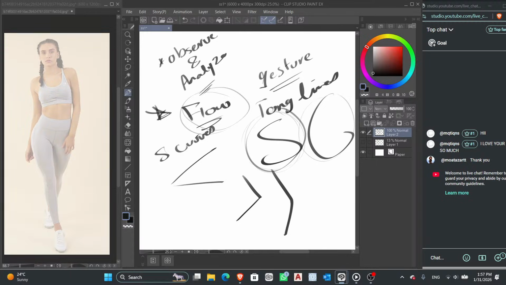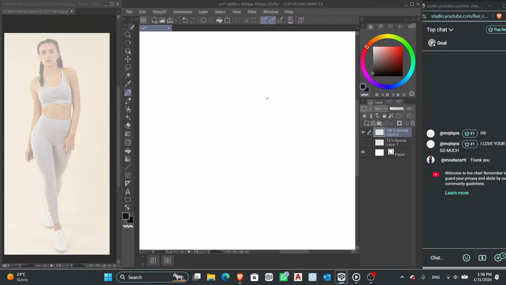But how do we use the S curves? You are saying now you need to use the S curves or C curves, but how do you actually use them? And why should I use them? As I said, to make it dynamic, to make it flowy. But what do you mean by long lines? First of all, guys, gesture for me is just conveying a message to the viewer. I need to draw a gesture that is close to what she's actually doing.